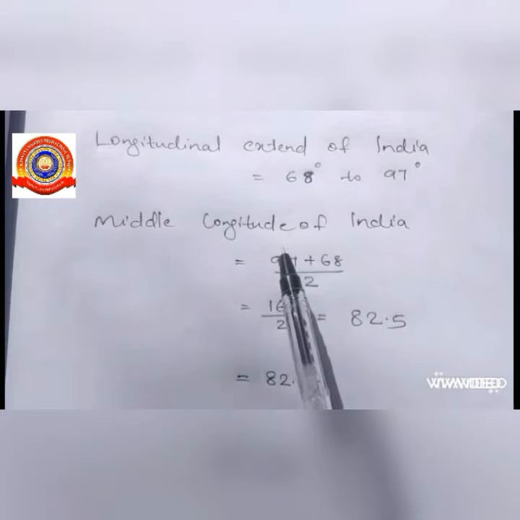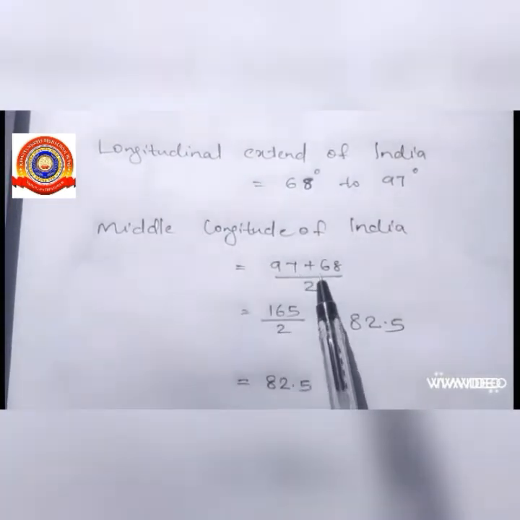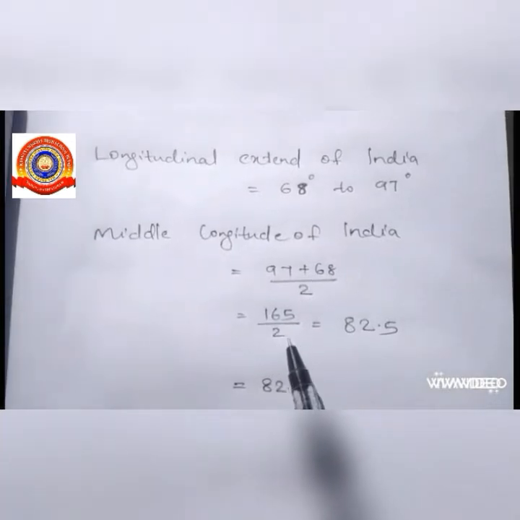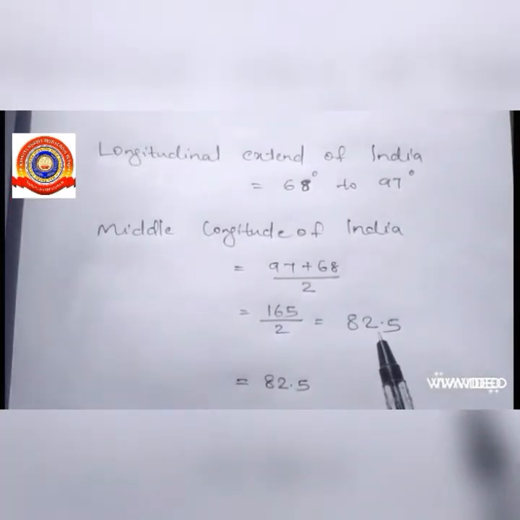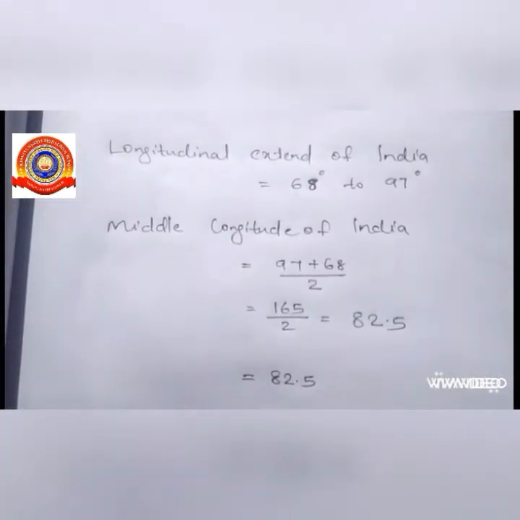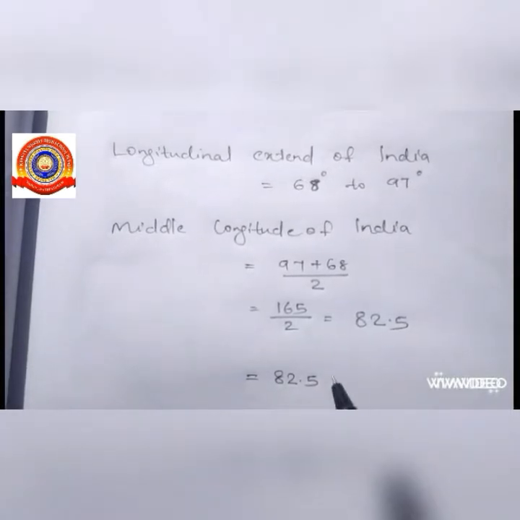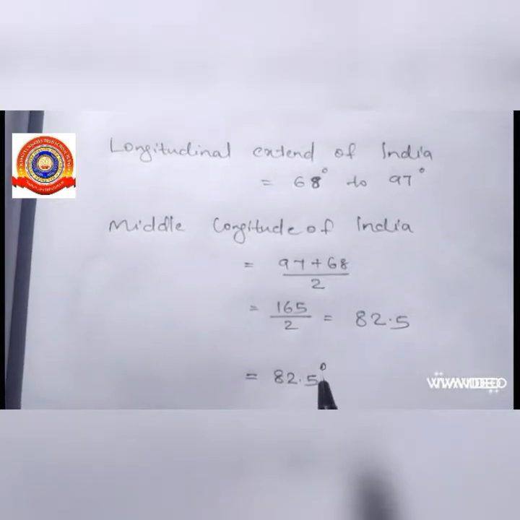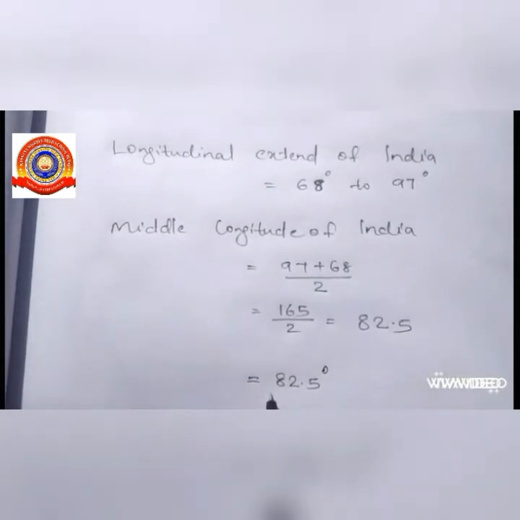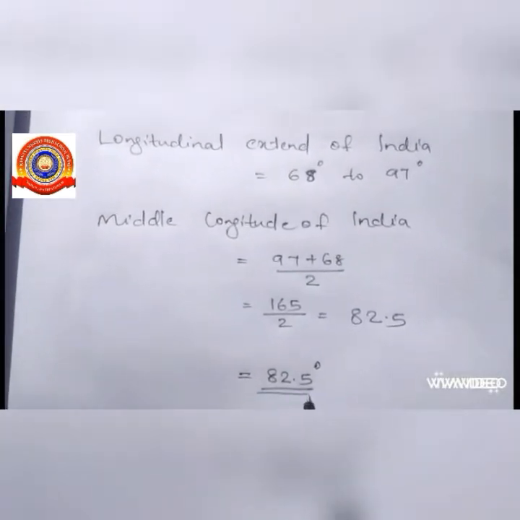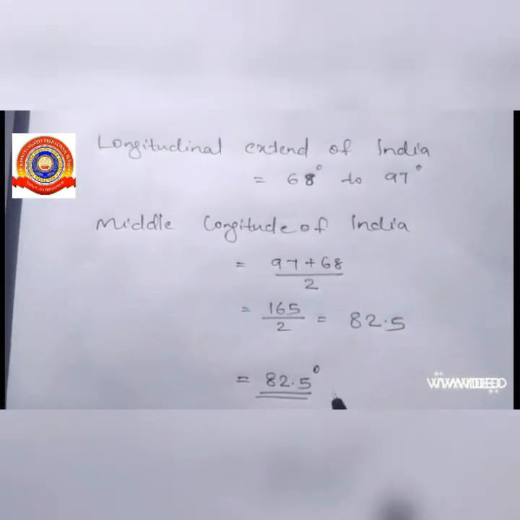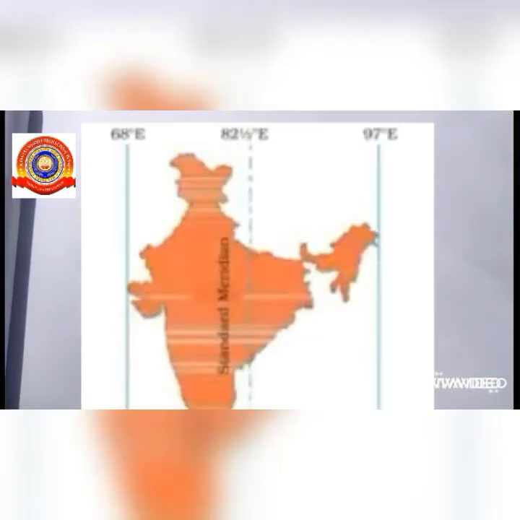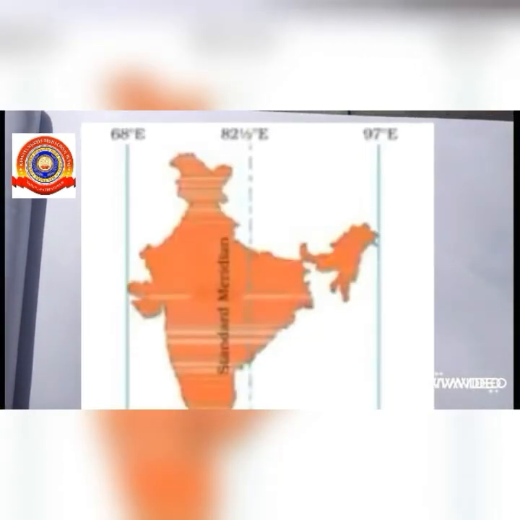We need to find the middle longitude of India. For that, we add these longitudes together and divide by 2. Then we get 82.5. Then we understand that 82.5 is the middle meridian of India. We know that India lies in the east of the Greenwich meridian. So 82.5° east is the standard meridian of India.